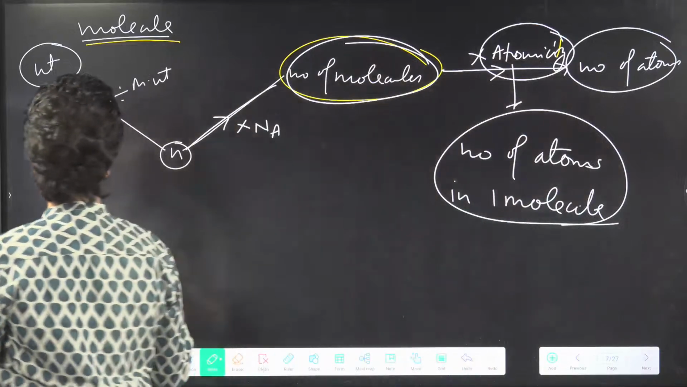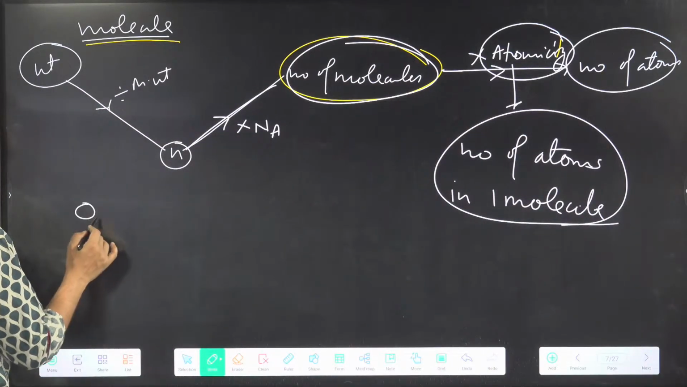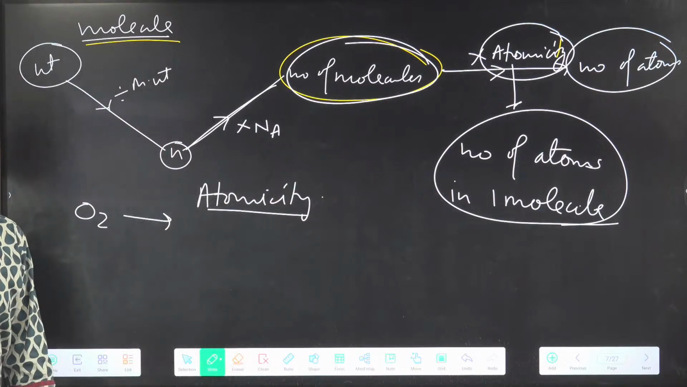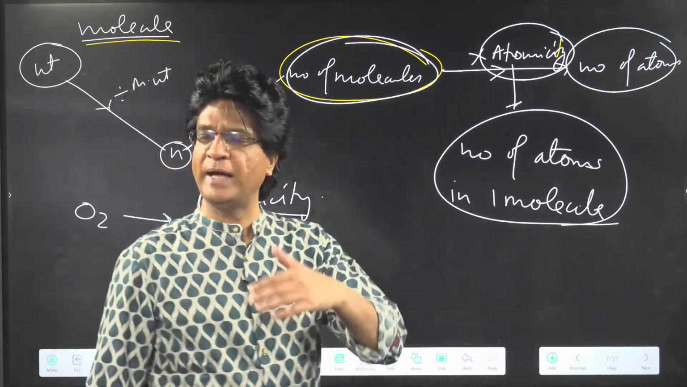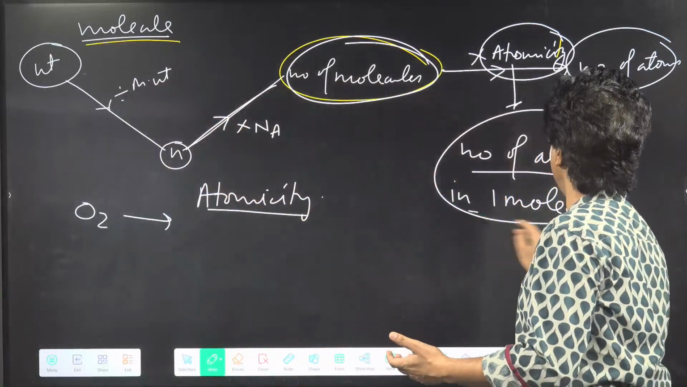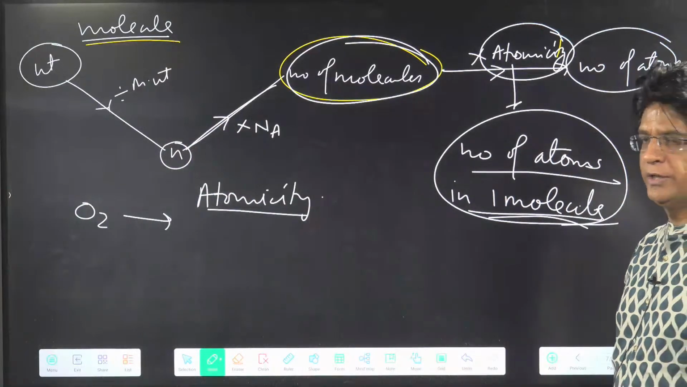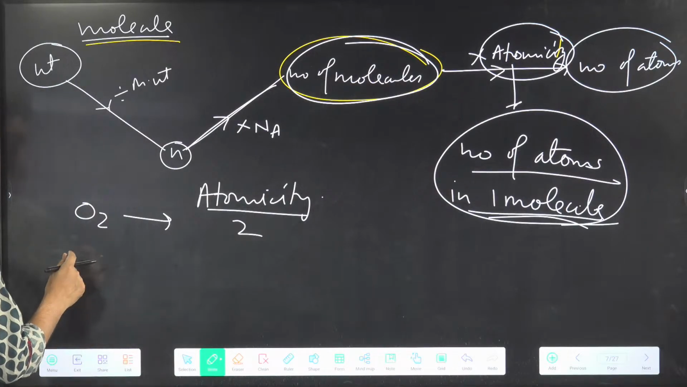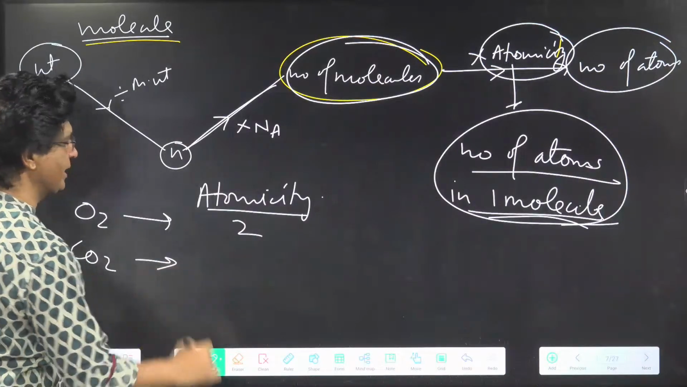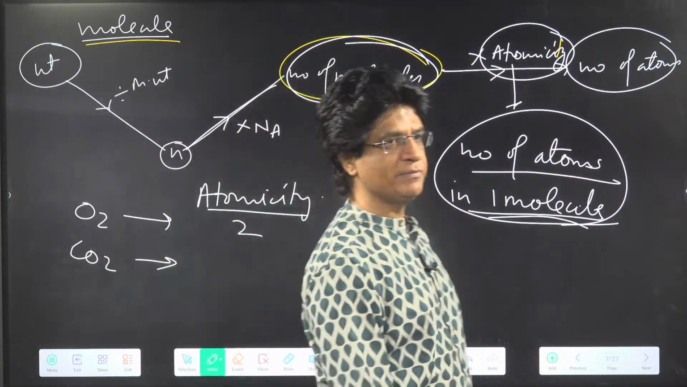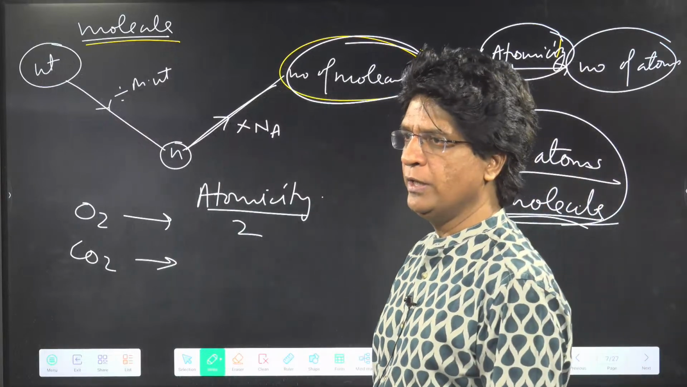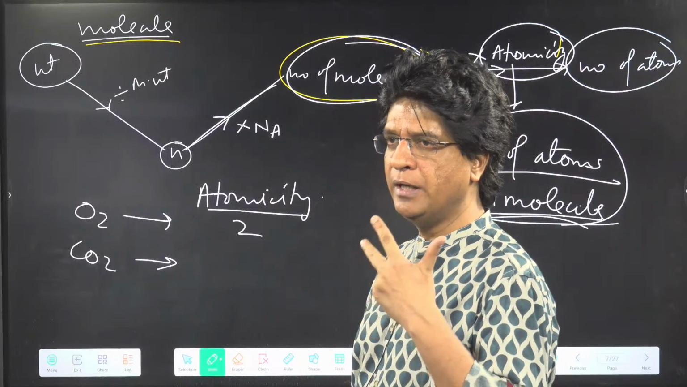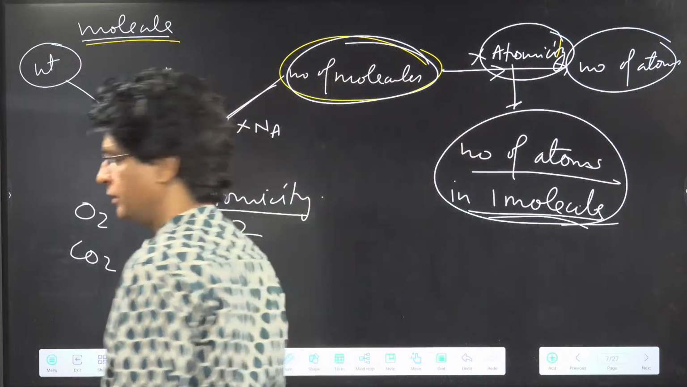Now, who will tell me the atomicity of O2? Atomicity is the number of atoms present in one molecule. In O2, there are 2 oxygen atoms, so atomicity will be 2. Now CO2. In one molecule of CO2, how many atoms are present? 1 carbon and 2 oxygen atoms. This will be 3.